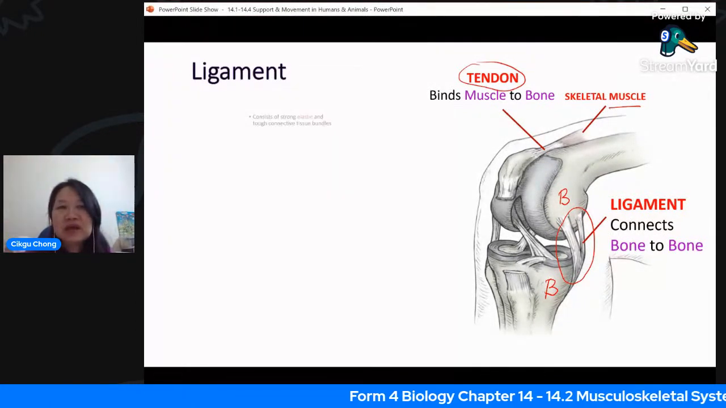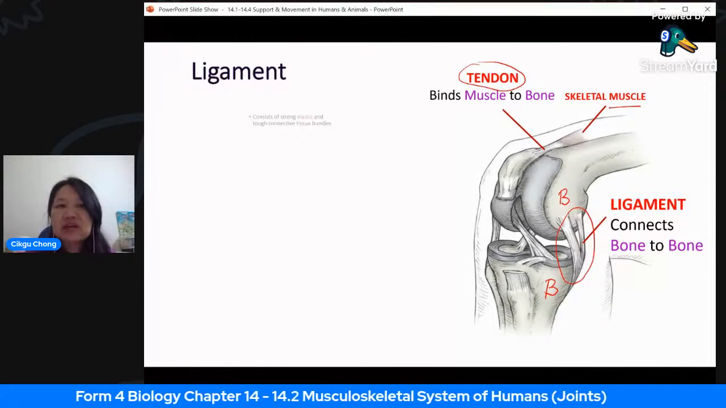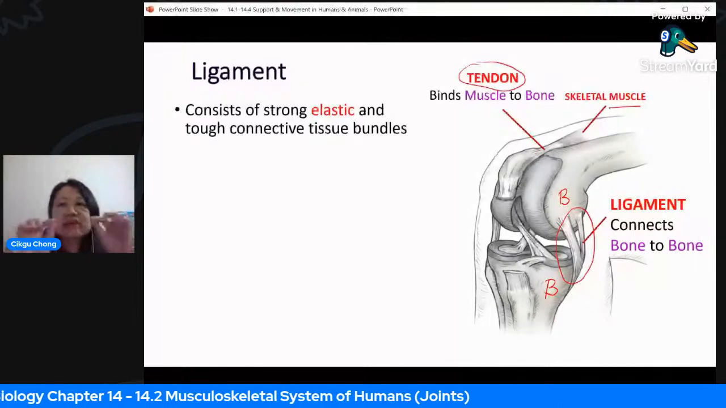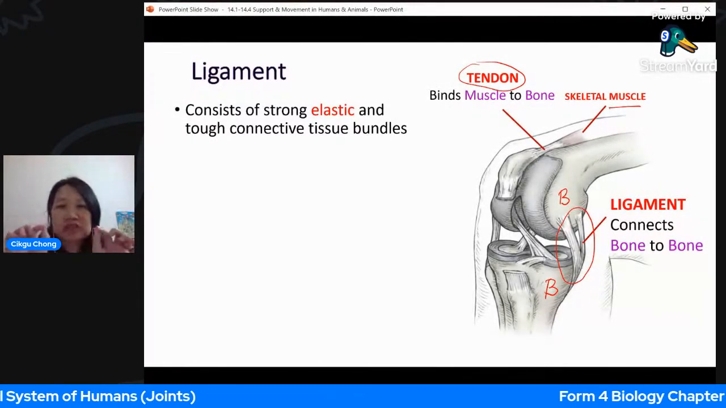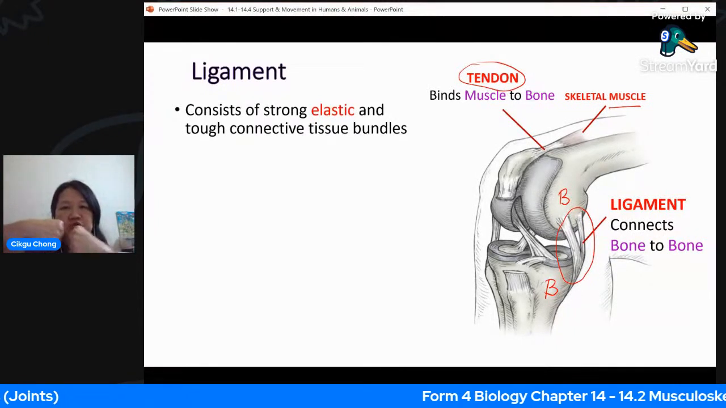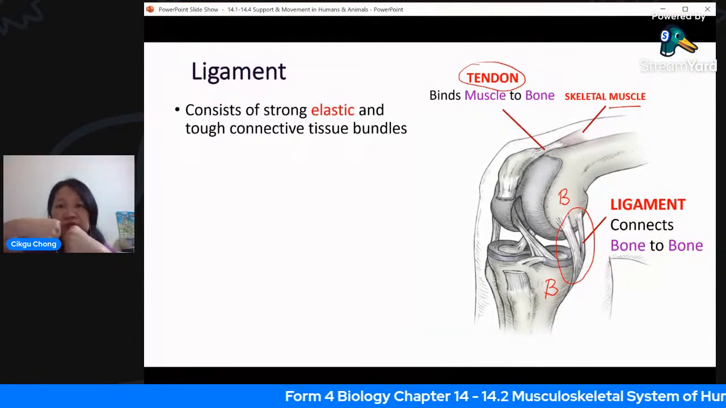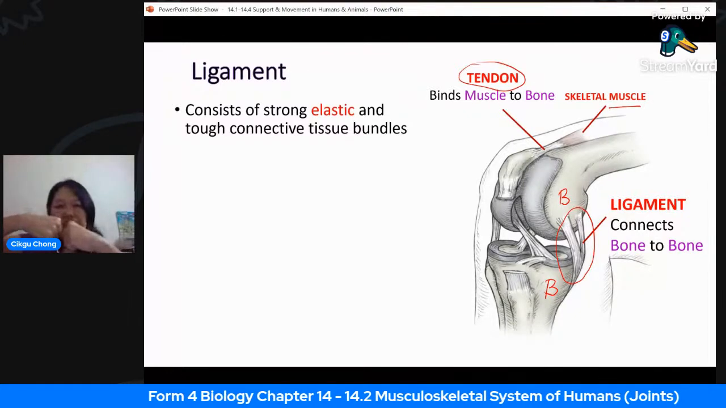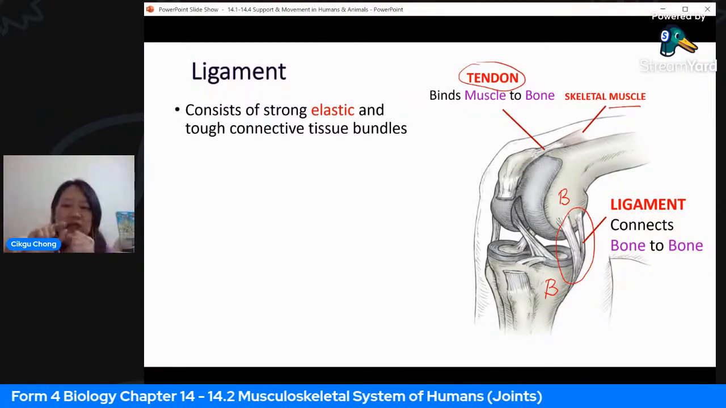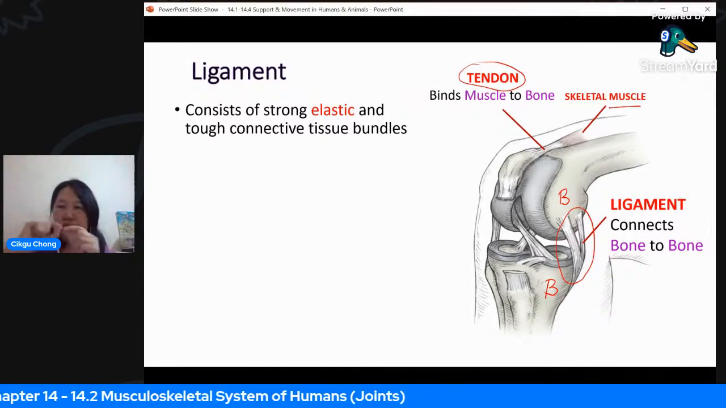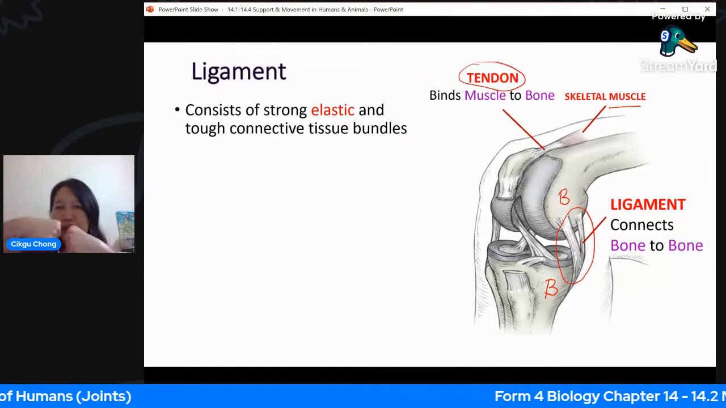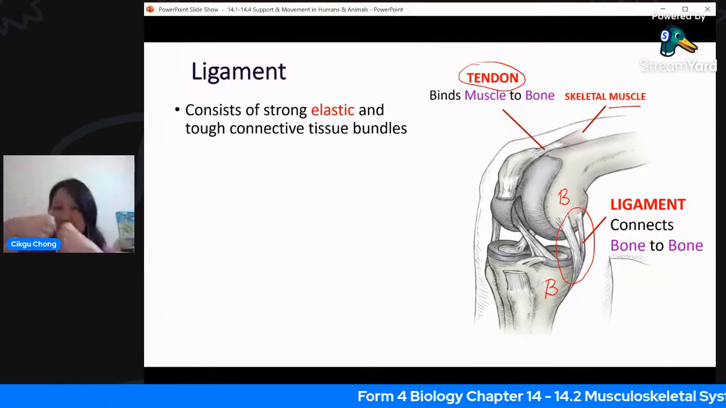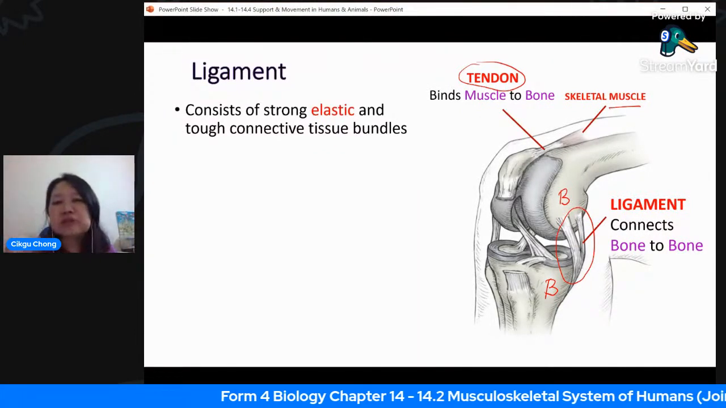Okay. Now consists of strong. Now this is elastic. Look at the difference. Just now we said the tendon is inelastic. That means it cannot stretch. But ligament allows a little bit of stretching. So that's why sometimes you stretch your bone, it is able to. Sometimes you pull a little bit more. All right, of course it's going to be very painful, right? It allows a little bit of movement, because your ligament is elastic, so it allows a little bit of stretching between the two bones there.